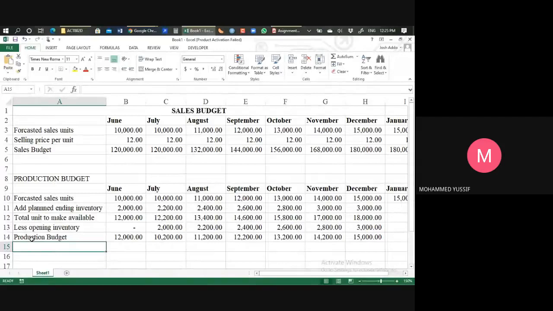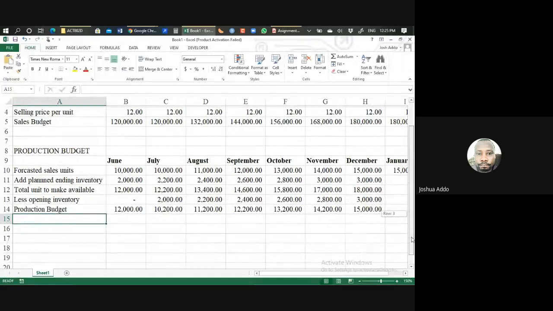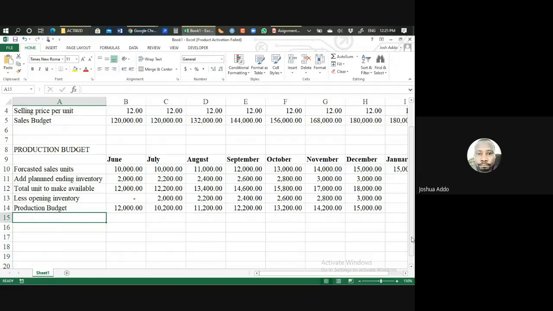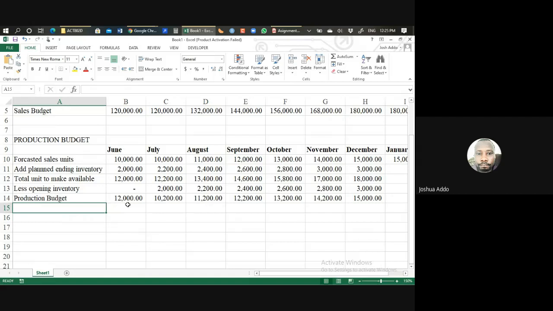So this is the production budget. And we have all understood the concepts behind it. And it is based on that concept that we are building the budget in this way. Then if we have our production, we know how many units to produce of the products. In June, 12,000 units. July, 10,200. August, 11,200. September, 12,200, and so on and so forth.